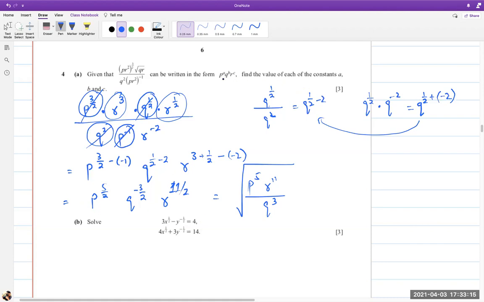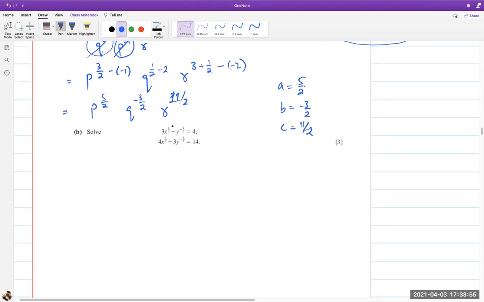Now they're saying find the value of each of the constants. In fact, we didn't even have to do this. We can simply write that we have already converted it. So A is the power of P, which is 5 by 2. B is power of Q, minus 3 by 2. And C is 11 by 2. Okay? If you forget to write A is equal to this, B is equal to this, examiner will not take away any marks because you have already shown it in the form that was required. But again, be mindful, don't skip these things.